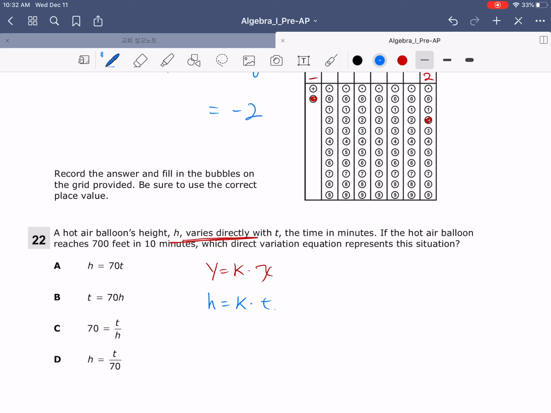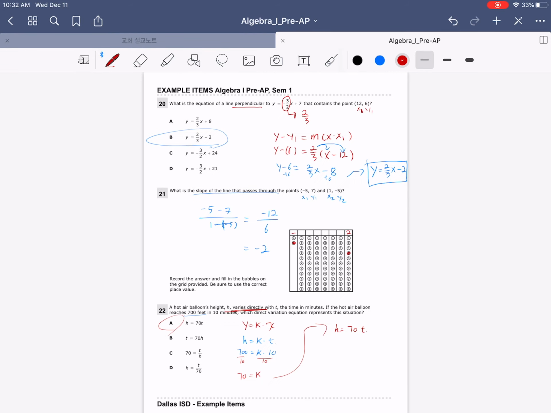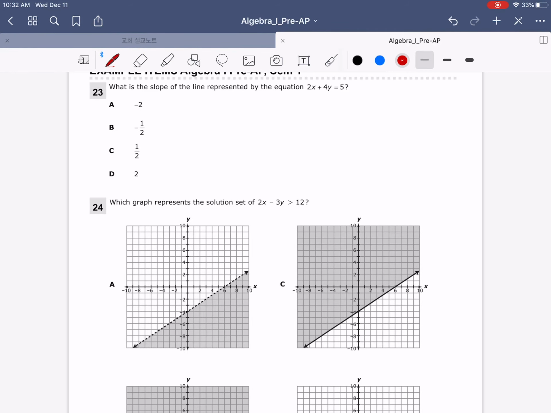So h stands for height. So 700 is equal to k times 10 minutes. Which means if you divide by 10 both sides, k is equal to 70. Again, that's not going to be our answer. Our answer is going to be what? Just put this one in here. H is equal to 70t. Where is it? Oh, A here. So easy. I wish I could take this test.